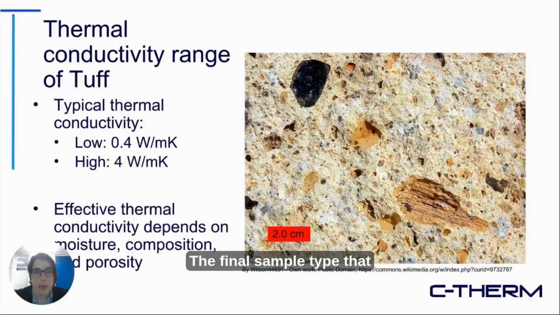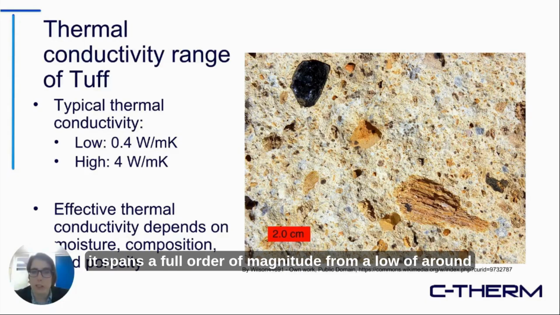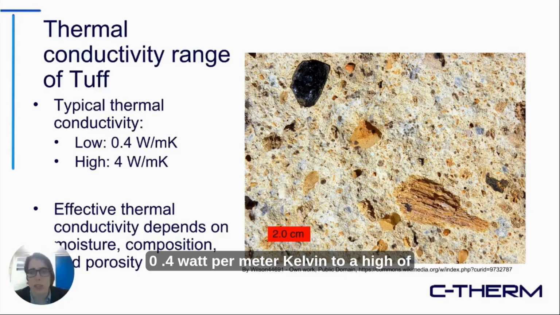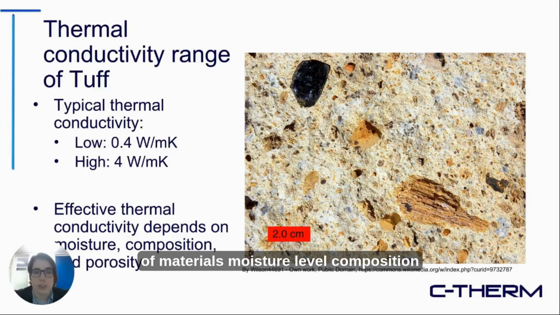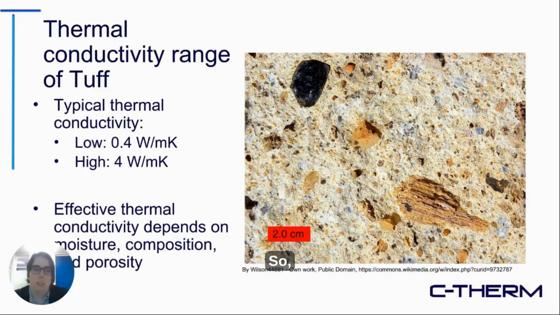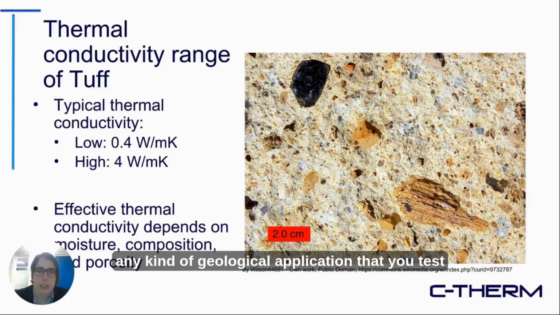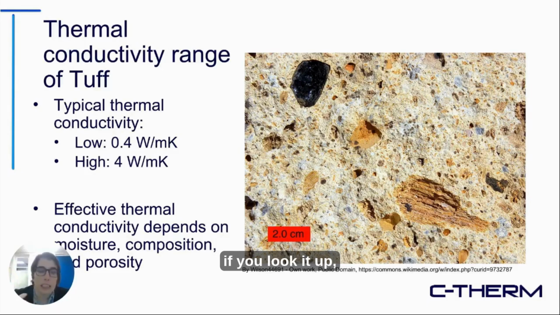The final sample type that we'll highlight here is volcanic tuff. In this case, the typical thermal conductivity range again spans a full order of magnitude, from a low of around 0.4 watt per meter Kelvin to a high of around 4 watt per meter Kelvin. And because this sort of material's moisture level, composition, and porosity can vary so much, the thermal conductivity range can also vary by a relatively large amount. So that's why it's very important for any kind of geological application that you test the local deposits' thermal properties, because the book value, if you look it up, the error bars on those values, the uncertainty levels, are quite high due to the inherent variability of geological materials.